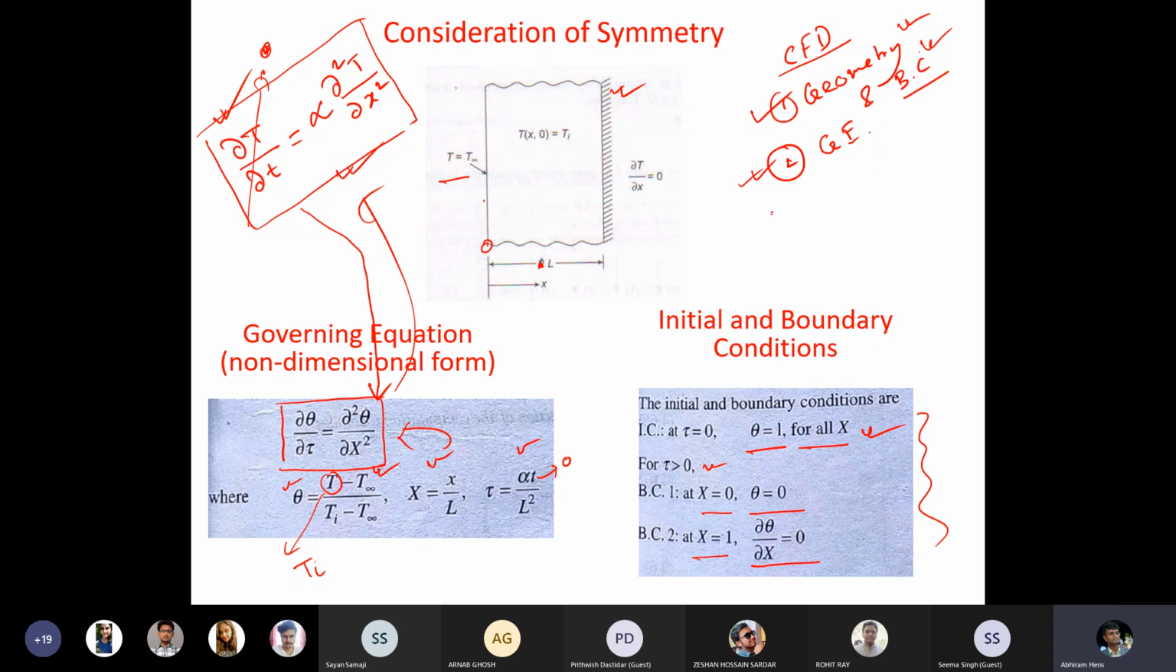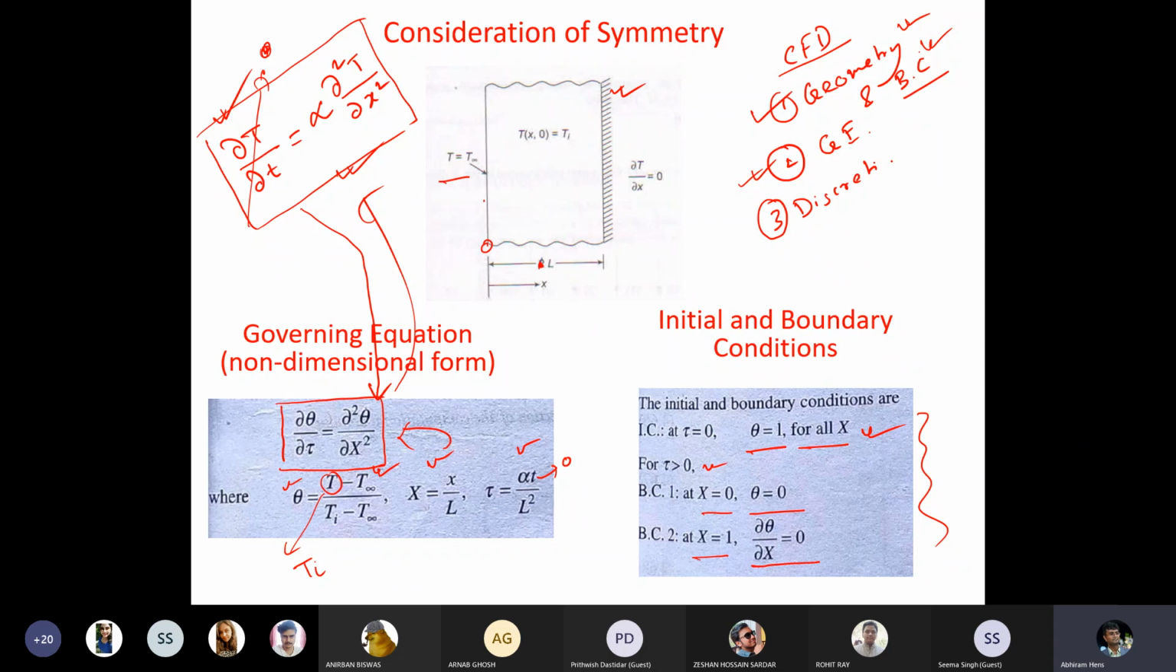So what will be the next step? Can anyone tell me what the next step of CFD for solving this will be? So we have to generate the elements. Yes, right, your discretization. So the next step will be all about discretization.